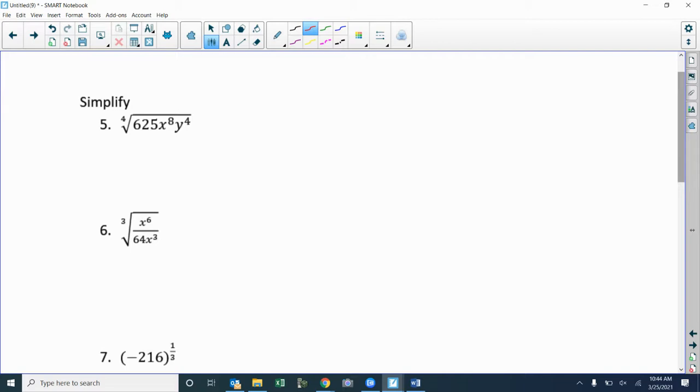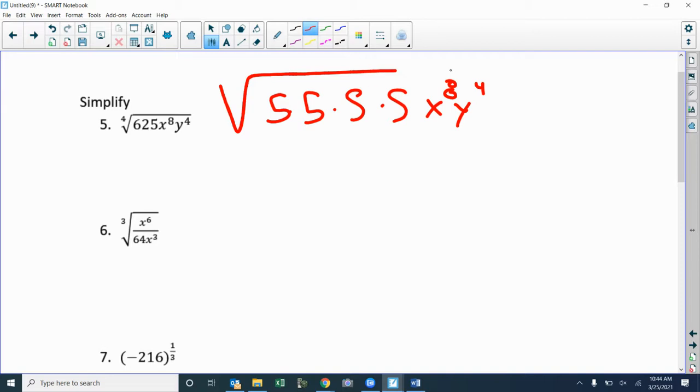625. You don't see it, so start factoring. 625 ends up being really 5 times 5 times 5. And we still have x to the 8, y to the 4. Those are all under the 4th root. We need sets of 4, so they're staring at you, aren't they? It ends up being 5x squared y.